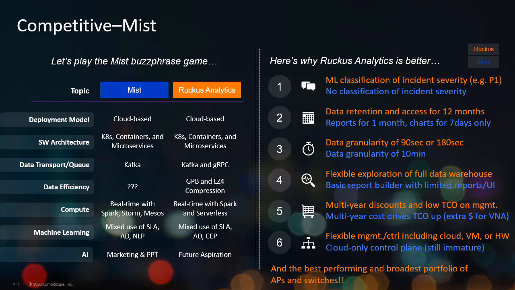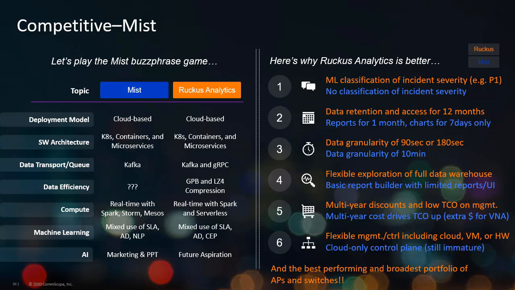Data granularity. For data granularity, we are pushing data to the cloud every 90 to 180 seconds versus Mist pushing data every 10 minutes to the cloud, which means we can get to incident detection earlier and provide a more analyzed solution quicker. A lot of data can be lost in 10 minutes. Our reporting infrastructure, as well as the flexible reporting, which we call Data Explorer, is a very powerful tool in our cloud. Mist doesn't have this feature, and their reporting is limited.